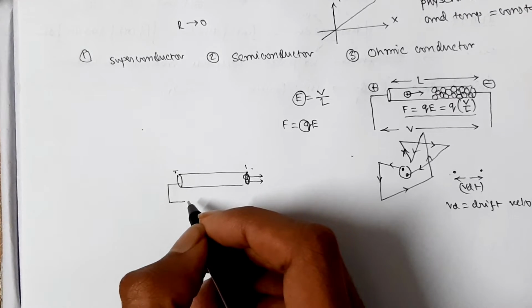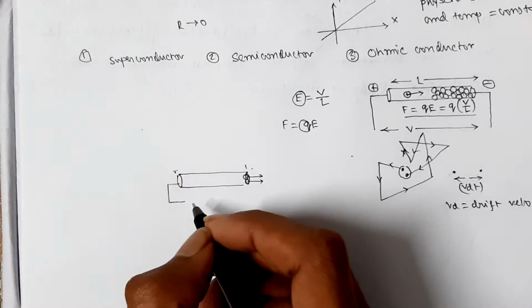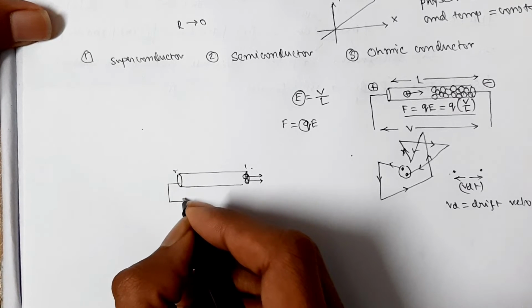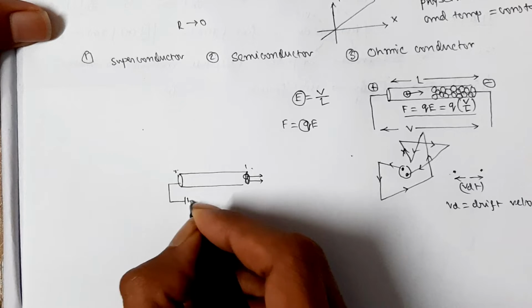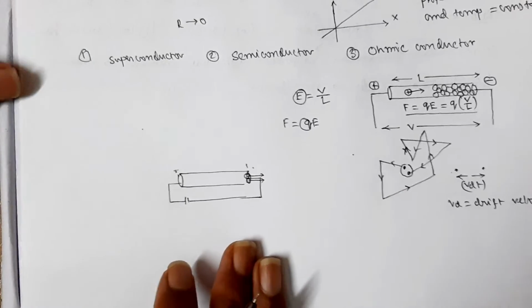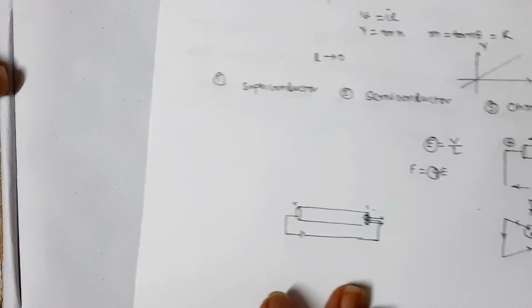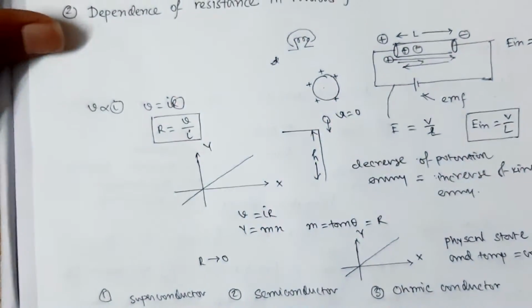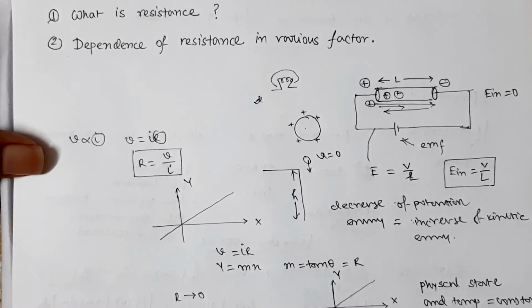Later we will learn the dual nature of electromagnetic theory, where we can discuss it further. Now, without any delay, we should go to the dependence of resistance on various factors. Now we discuss this topic.